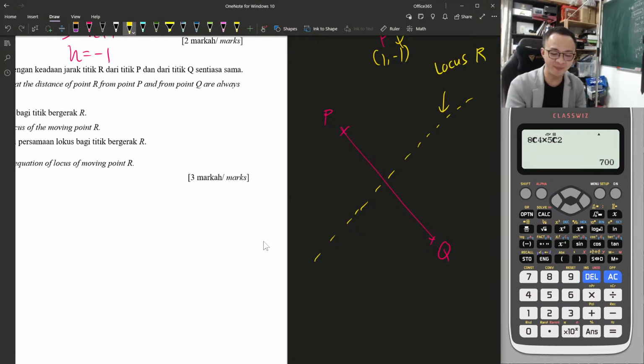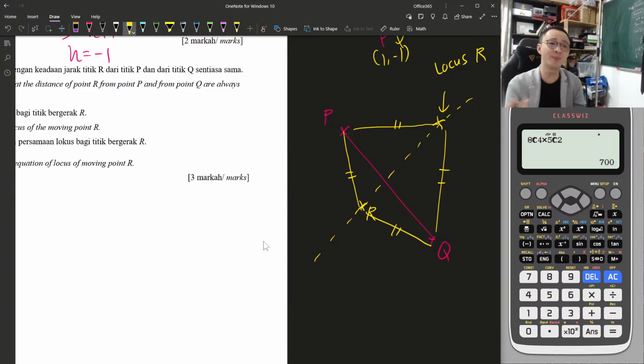Because you can see if my R is over here, the distance from Q and the distance from P are both the same. If my R is over here, then my distance from P and distance from Q will be the same also. So no matter how I move my R, I definitely have the same distance from P and from Q. Even if my R goes to the middle, it's still the same.